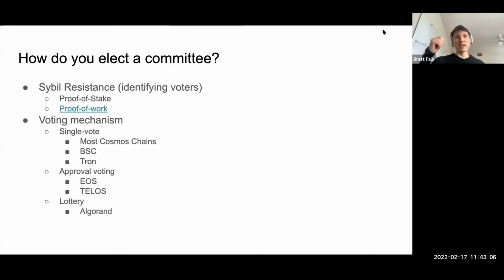An alternative method is what's called approval voting. And I'm going to talk a bunch more about that. But in approval voting, you don't vote for a single person. You approve of any number of candidates that you want, and they all get the full weight of your vote.